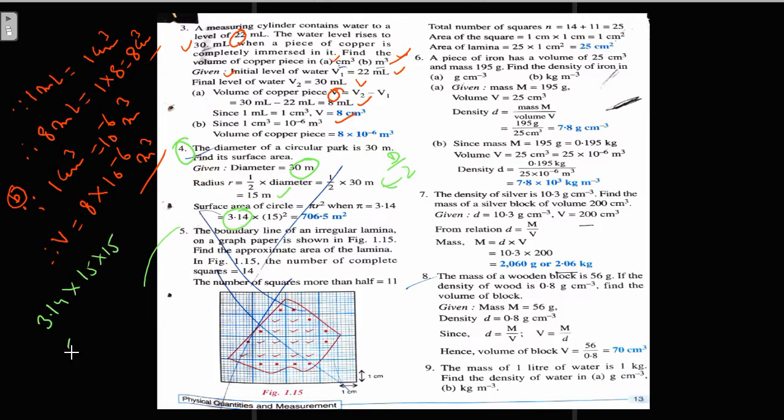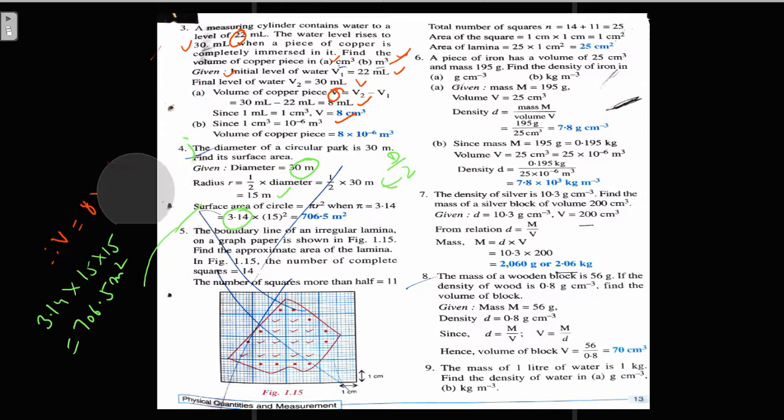So you will get 706.5 meters square. Right students, so this was question 4. It's quite easy. Now I am going to rub this so as to make some space.